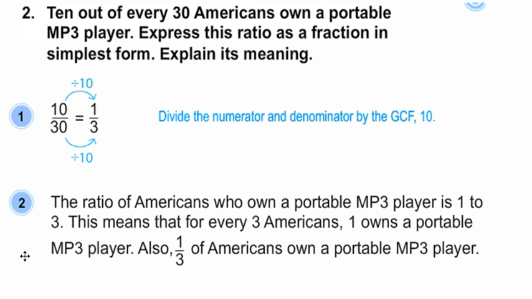It means that the ratio of Americans who own a portable MP3 player is 1 to 3. So out of every 3, which is my whole, only one of them owns a portable MP3 player. Or you can just say it as a fraction, 1/3 of Americans own a portable MP3 player. So when you're talking about its meaning, make sure to discuss the units that are part of the ratio.